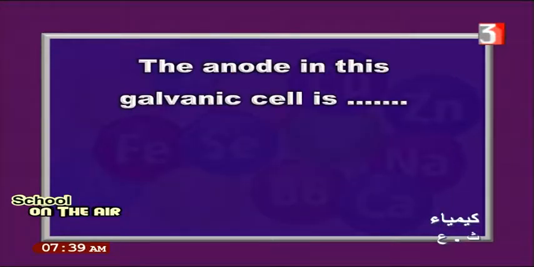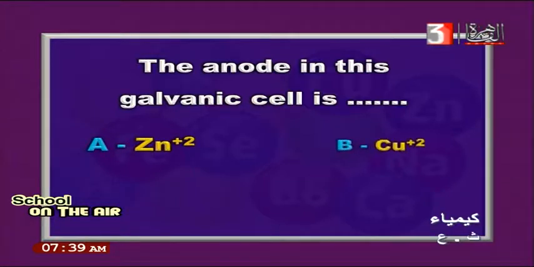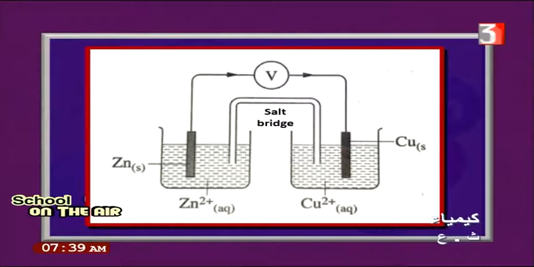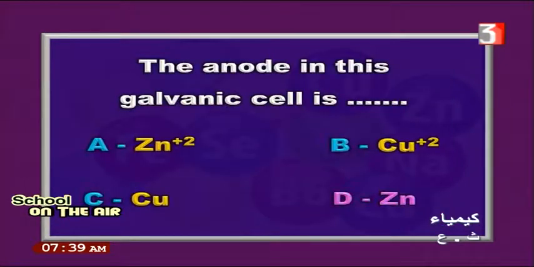The anode in this galvanic cell is what? Is it zinc positive 2, copper positive 2, copper, or zinc? If you look at the graph here, we know that the direction of electrons starts from the anode towards the cathode. So zinc here is the anode for this galvanic cell.